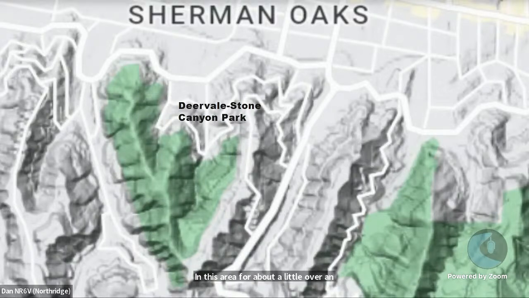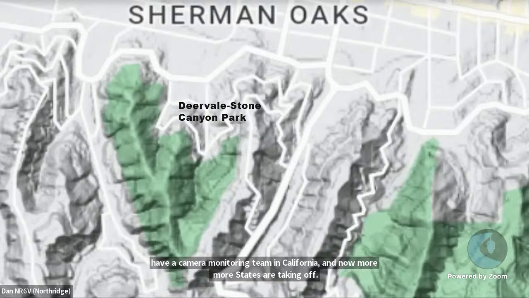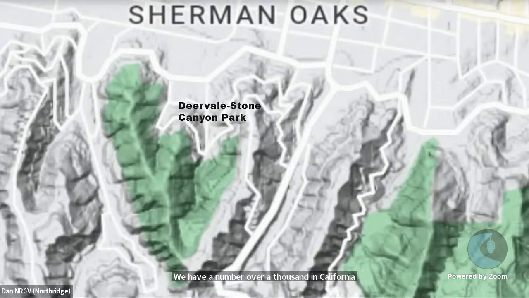And during this time, one of the things I do, I volunteer with part of our CERT unit. We have a camera monitoring team. In California, and now more states are taking off, we have over 1,000 cameras in California that are mounted on mountaintops that we monitor on high fire risk days for signs of smoke. And so this is what we do. We watch the cameras and report anything unusual.